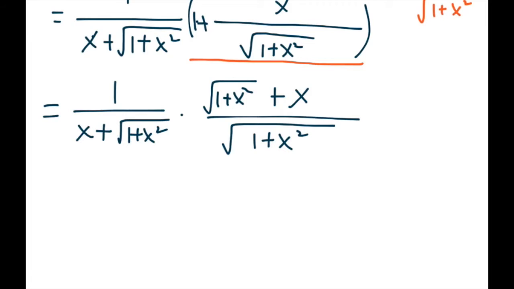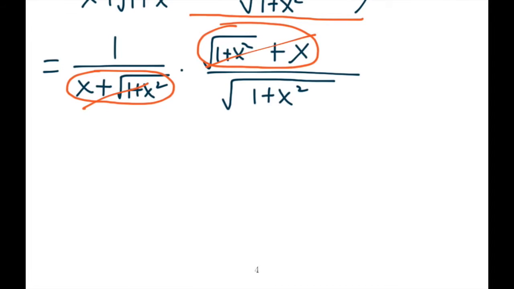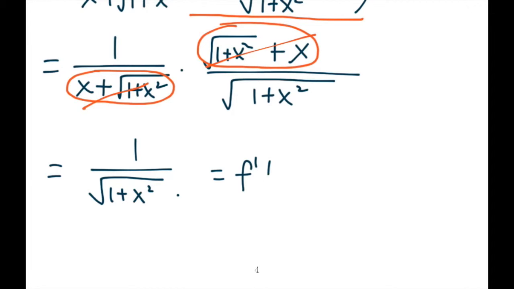And now we can see this part in the denominator and this part in the numerator are the same thing, so we can cancel them. So the final result is just 1 over square root of 1 plus x squared. Okay, so this is f prime, just to remind you.